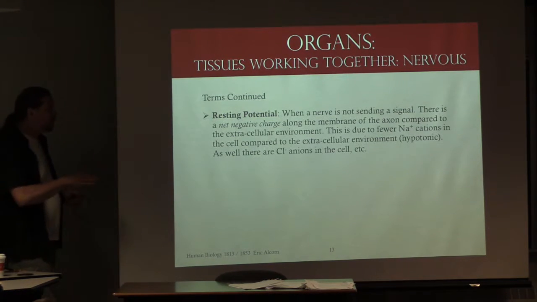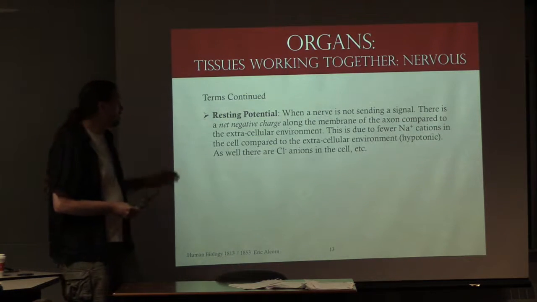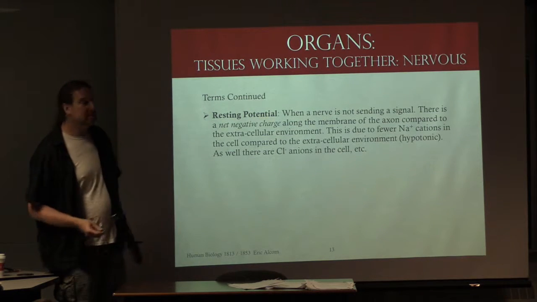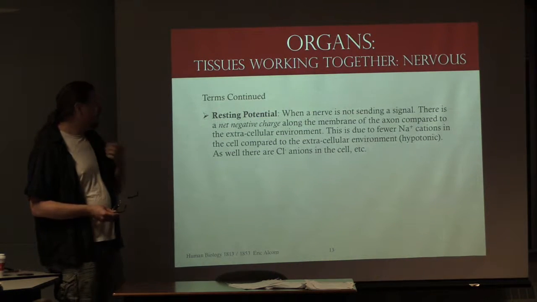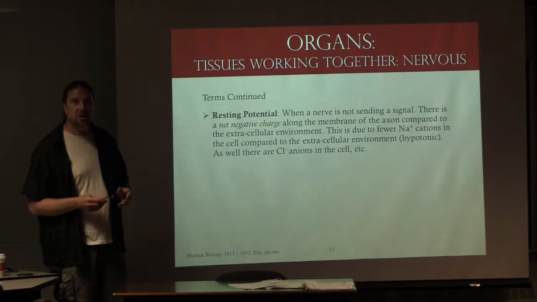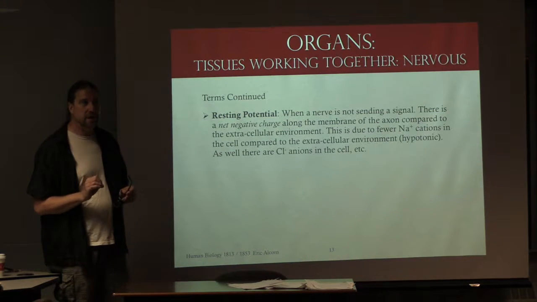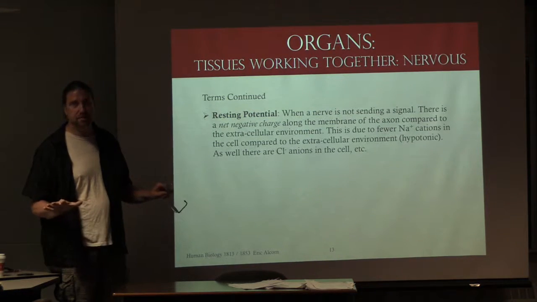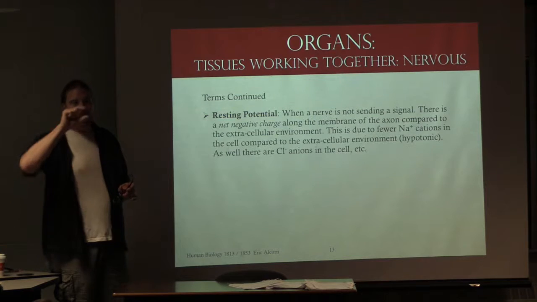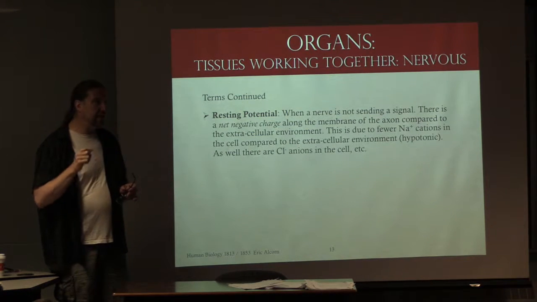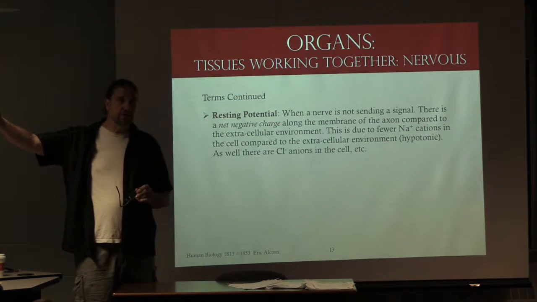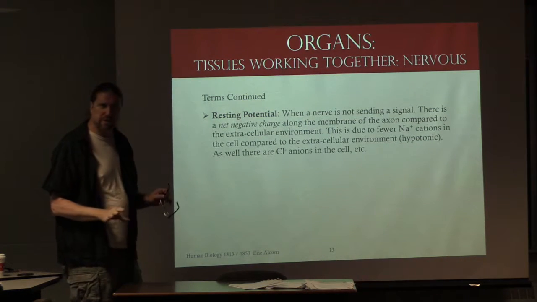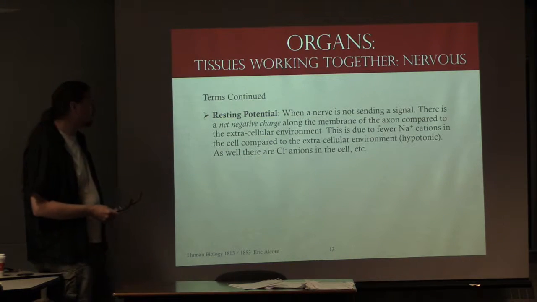A couple other terms before we can get into the explanation proper. Resting potential. This is when a nerve is not sending a signal. This is resting. So there's nothing going on along the axon. All animal cells have a net negative charge along their plasma membrane at resting potential. So right at the plasma membrane, it is slightly negative compared to the extracellular matrix around it. That's normal. Not so sure about plants, but all animal cells, especially all animal nerve cells.